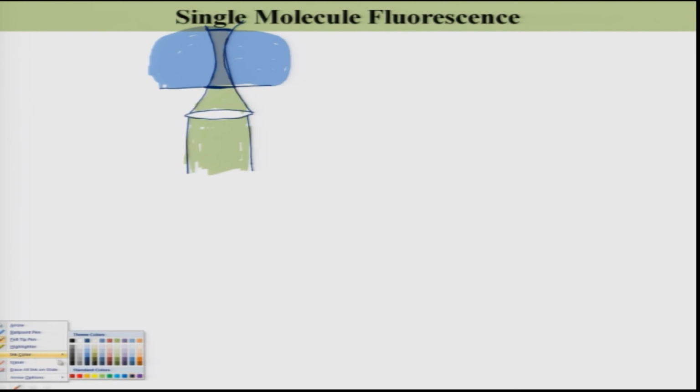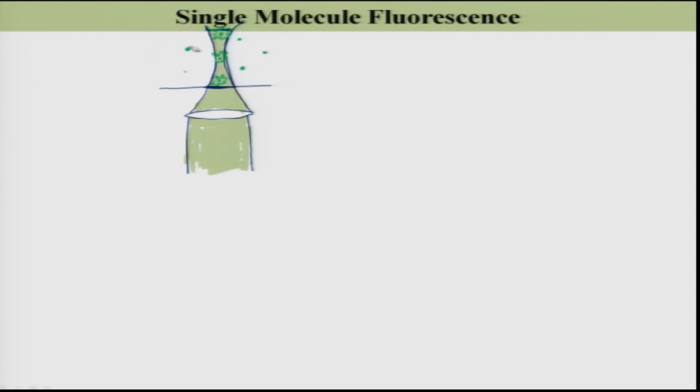If the fluorophore is present here, it is not excited, but if the fluorophore is present here, it is excited and is going to give fluorescence. If the fluorophore is present here, this is going to give fluorescence; this will not give fluorescence. If it is here, it will not. So, in this case, you are going to see the fluorescence from the entire region. And obviously, that means your observation volume is really large.